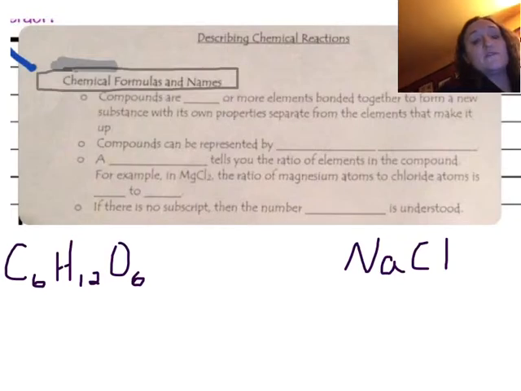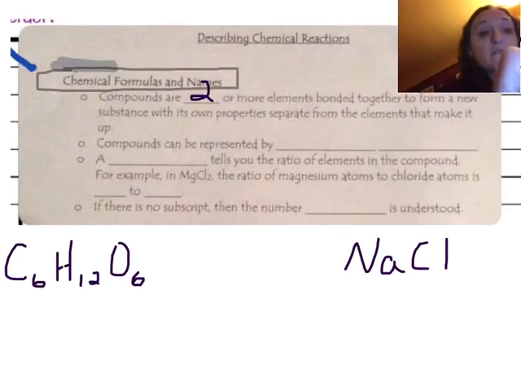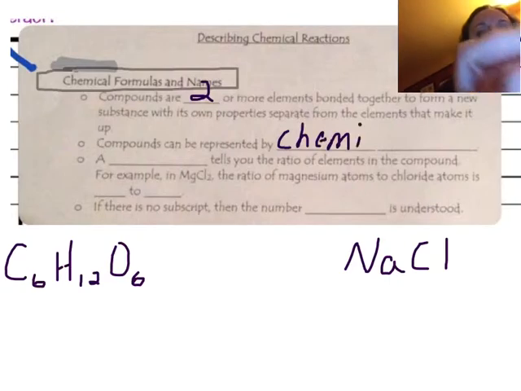I'm going to give you some notes to fill in. So first off, it says compounds are, and this should say, two or more elements bonded together to form a new substance with its own properties separate from the elements that make it up. Secondly, compounds can be represented by a chemical formula. So let's write that in. Chemical formula.